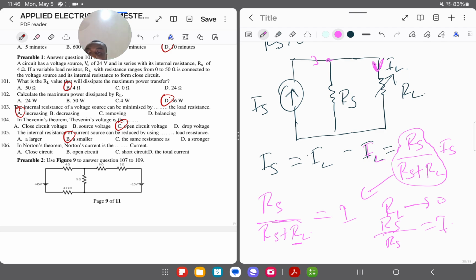Now moving to question 106. In Norton's theorem, Norton's current is the what? The short circuit current. So this one becomes what? C. A is closed circuit, which is wrong. B is open circuit. C is short circuit, and then D the total current. So it's a short circuit current. The answer here is C.